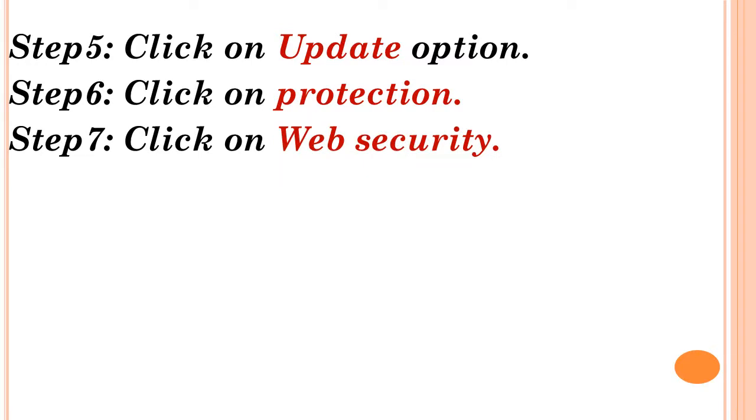Step 7, click on web security. Web security, in the sense this option is used to get your system in a protected area, means it is used to protect your system in the form of internet. Okay, if you connected your system with the internet, means this option will protect your system from the virus through our internet.